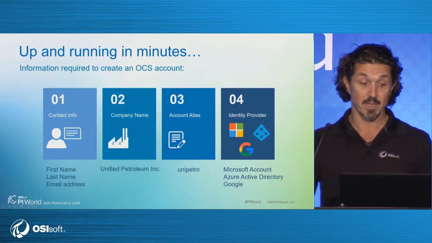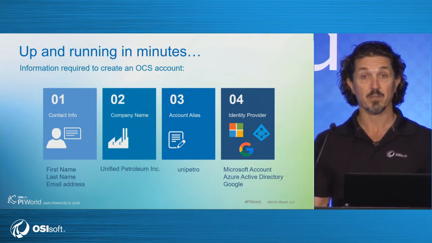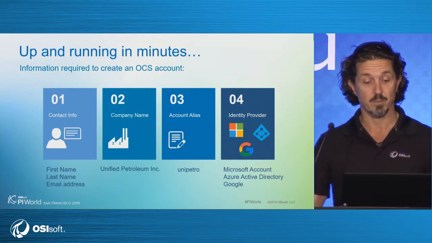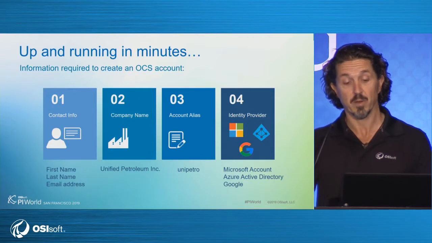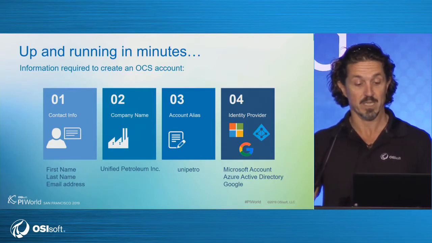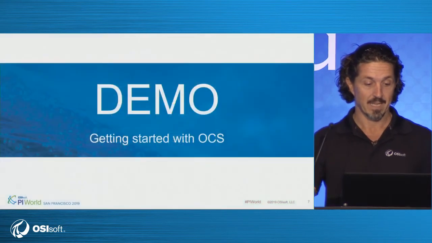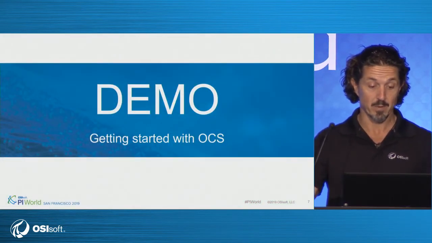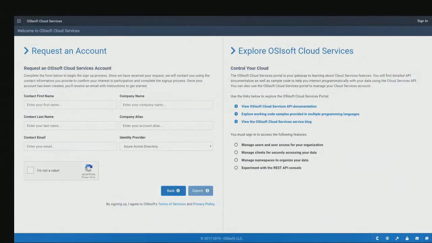So all I need to get started is my first name, last name, the name of my company, an alias that's going to be unique across all the people within OSI, and how I'm going to decide to authenticate with the platform. We heard about that ad nauseam over the last couple of days, so I'm not going to go over that again. And let's look at the demo. How does it look? If we can start that.